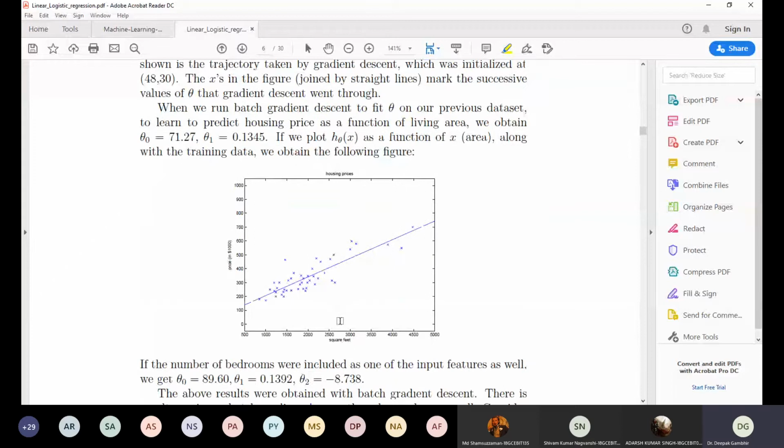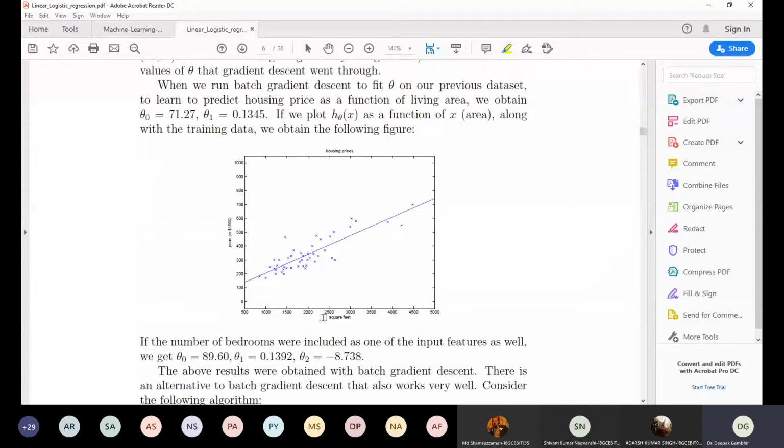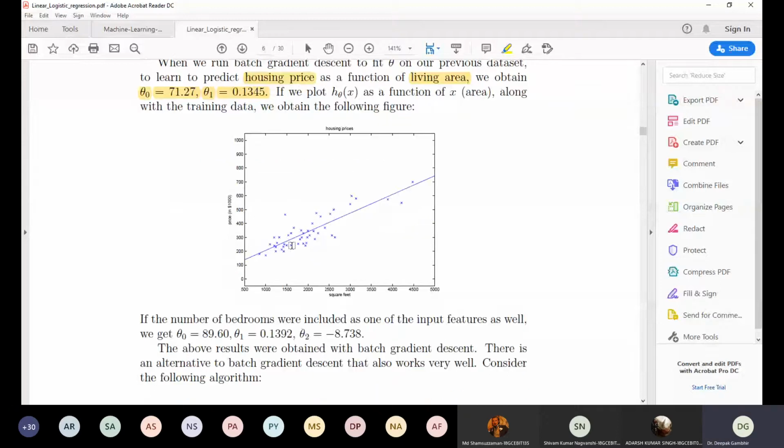In this way, we have computed for my example, in which one axis is the living area and the other is the prices. So the housing price is computed by my hypothesis, in which theta 0 is 71.27 and theta 1 is 0.1345. This line indicates that the values given in this example are quite close to it.